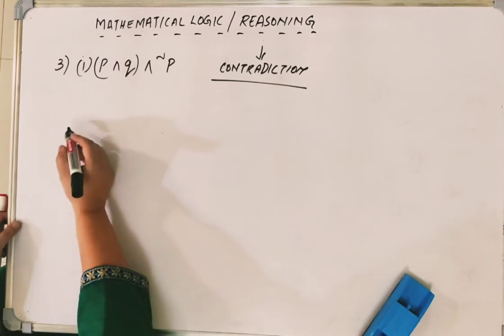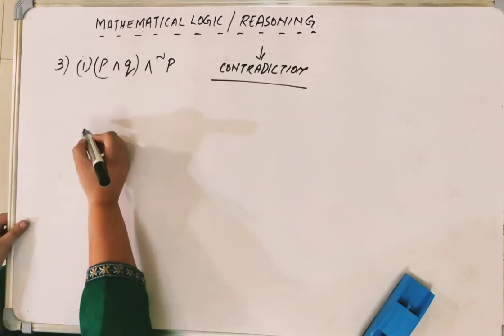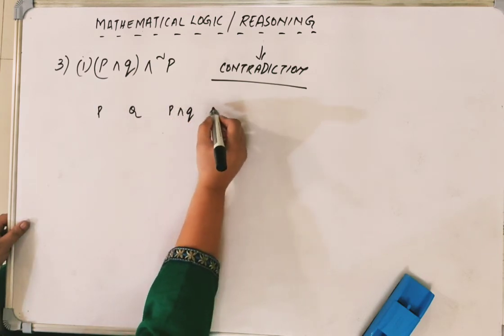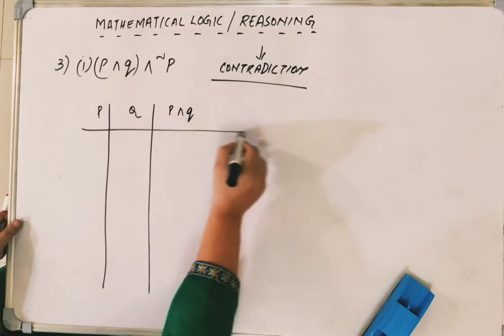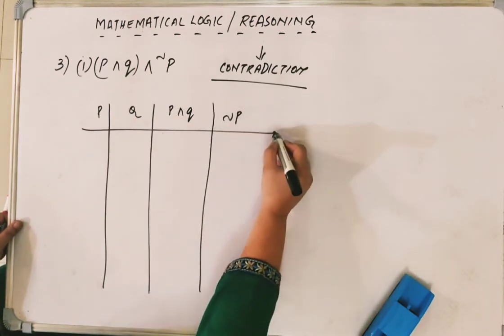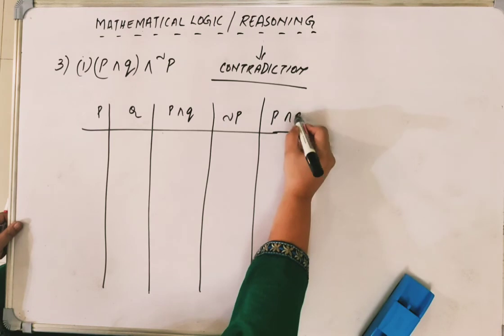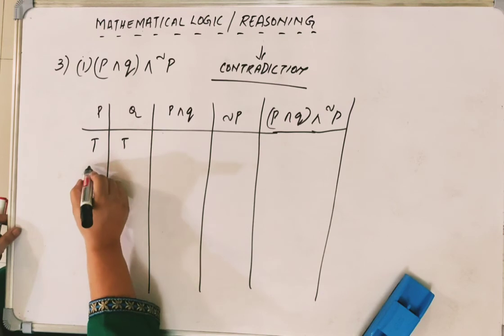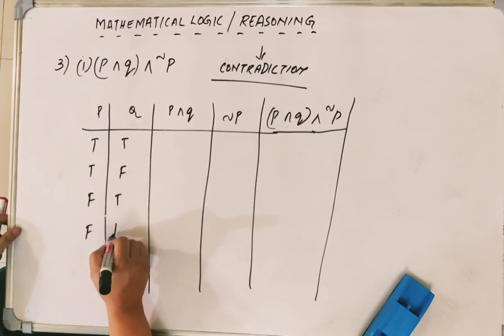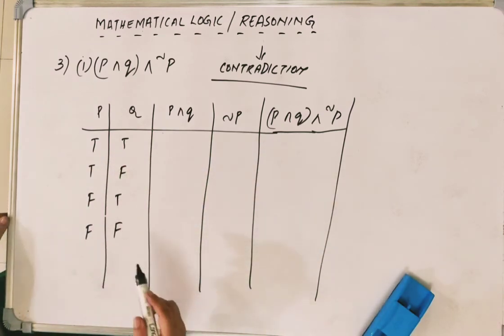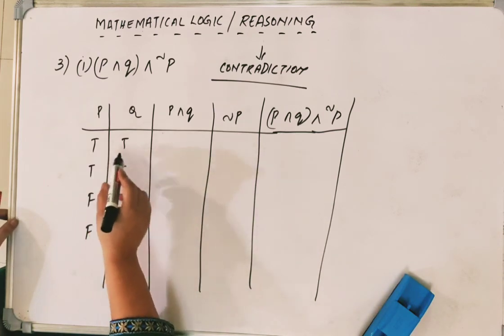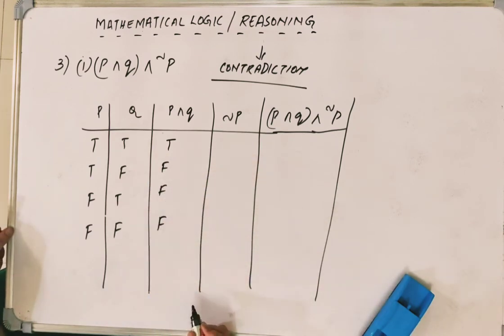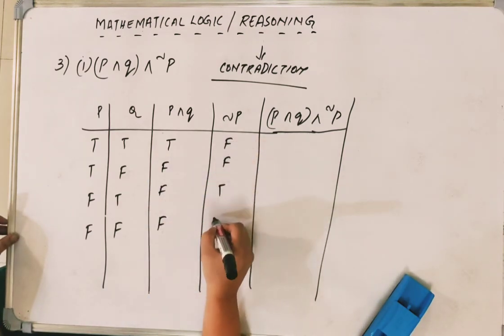Let's take another example. Let's determine if it's tautology, contradiction or neither. So P, Q, P and Q, not P. Then we have P and Q and not P. So let's write the combinations. For P and Q, the final value is going to be true only if both are true. So only here it's going to be true. Everything else is going to be false. Negation of P: just reverse it.